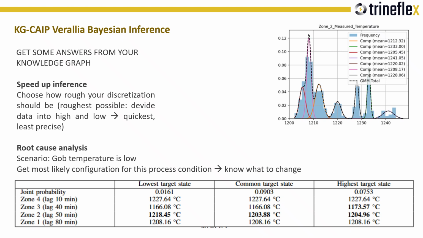Once this is done, one of the options we have with Bayesian inference is a root cause analysis. Let's say you encounter a process condition where you have very low scope temperatures and you don't really want that, and also you're not sure why you have that. Below in the table you see 3 scenarios. You encounter very low scope temperature, medium temperature, and very high scope temperatures. And in the table you then see the input configurations that most likely led to this target state in the scope.